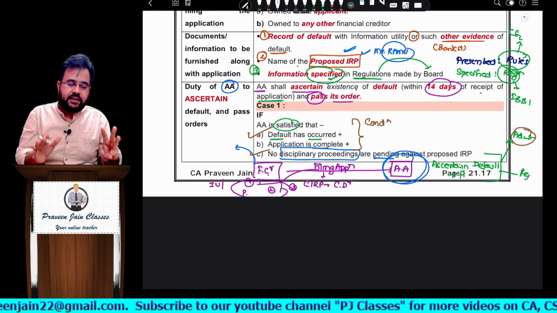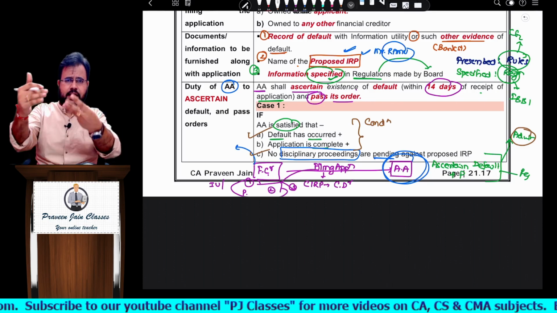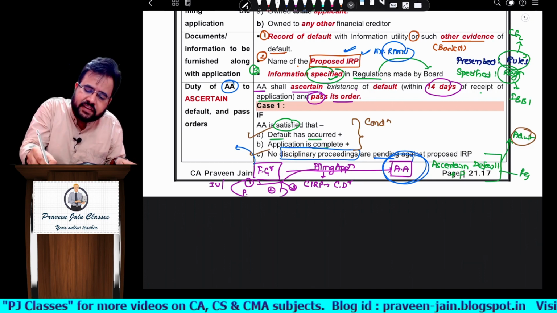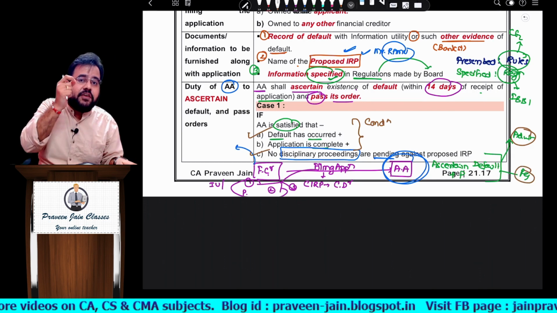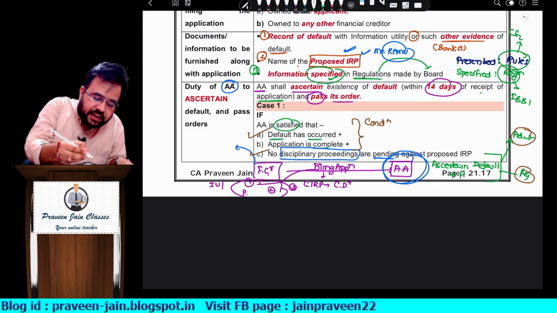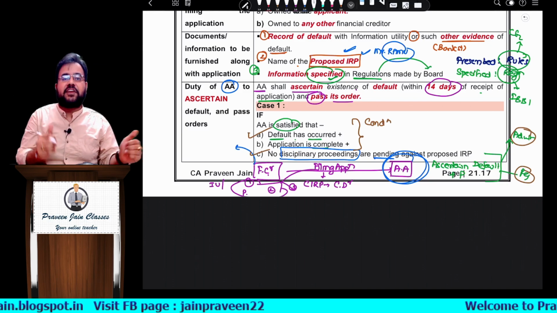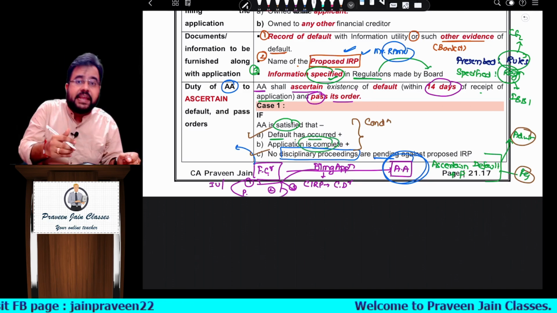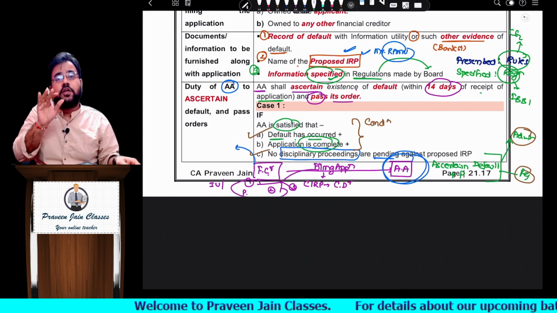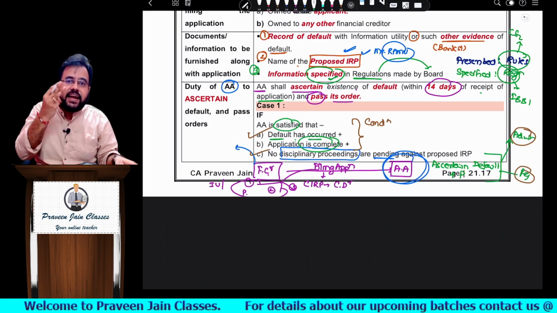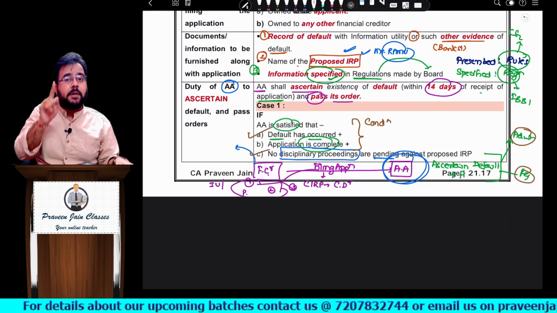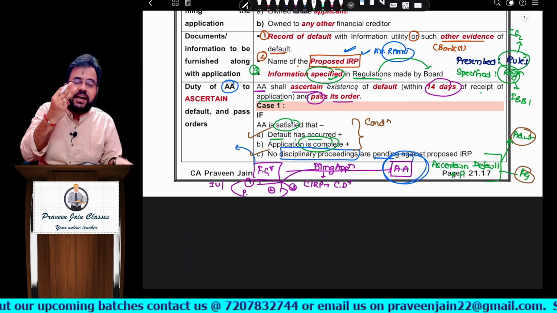If these three things are satisfied and proved, then within 14 days I will pass an order admitting the application. But imagine a scenario where even if one thing is not satisfied, what should I do? Reject the application. So for example, if default has not happened, obviously I will reject the application, or if the application is incomplete, I will reject it, or if disciplinary grounds are pending, I may reject the application. So for rejecting, satisfying any one point is more than enough. But for admission of the application, all three conditions you have to fulfill.